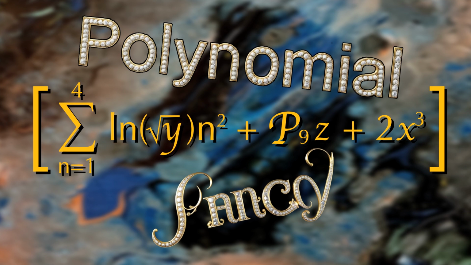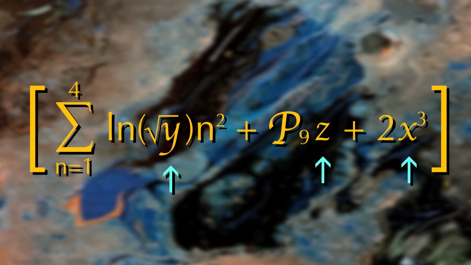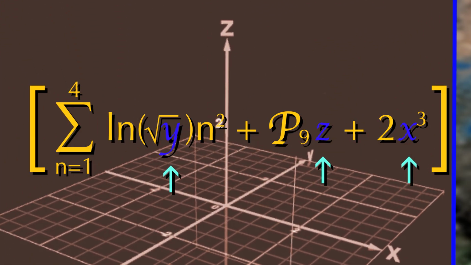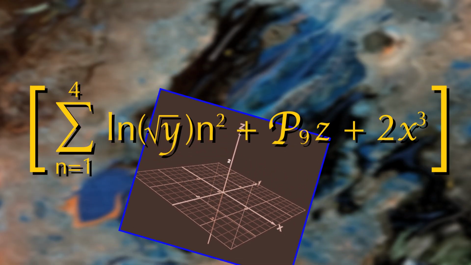Some of you may already have noticed that all of this is nothing more than just a fancy looking polynomial function. We have these addition symbols here, which means we are adding these three terms together. We can also see that we have these three basic variables here, x, y, and z, which means we are dealing with the three-dimensional Cartesian coordinate system. Nothing too scary for the time being.